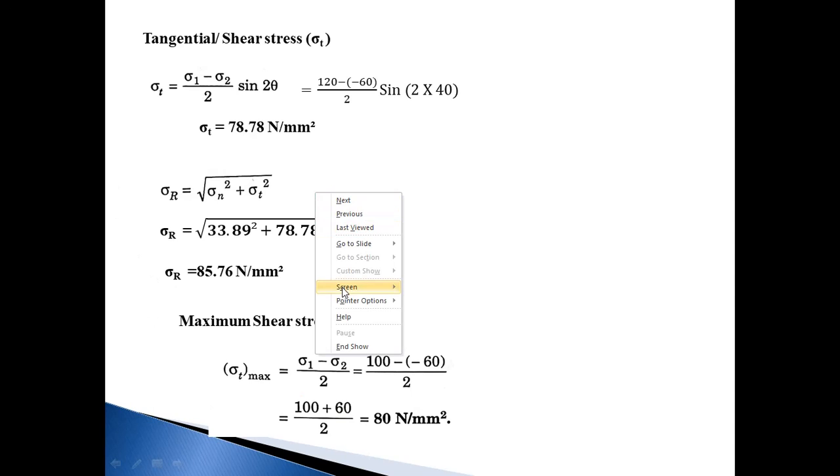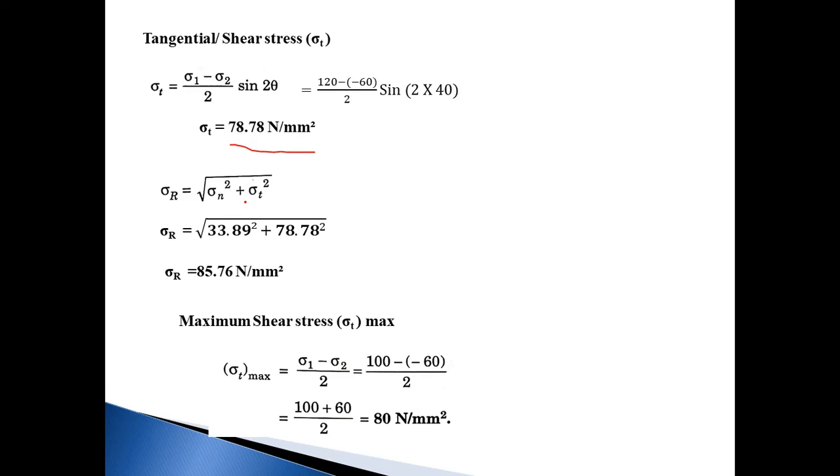Then tangential stress, sigma t is equal to sigma 1 minus sigma 2 divided by 2 into sin 2 theta, 100 minus, in brackets minus 60, divided by 2 into sin 2 into 40. So sigma t becomes 67.78 Newton per mm square. Then sigma r, that is resultant stress, is square root of sigma n square plus sigma t square, and that is sigma r is 85.76 Newton per mm square.